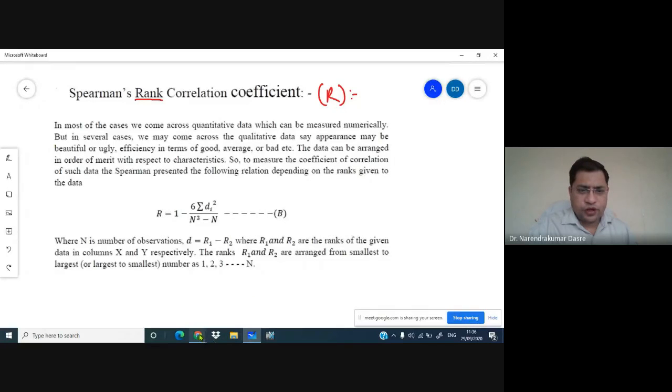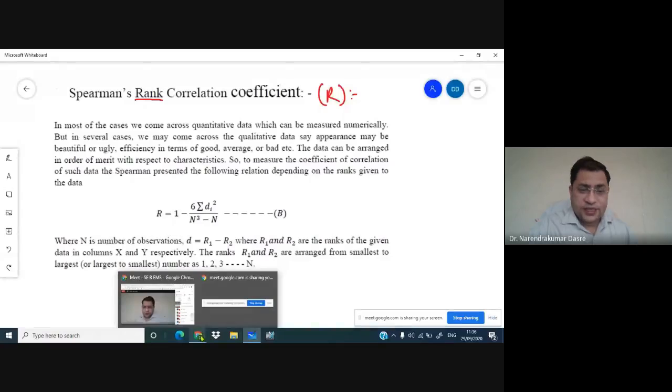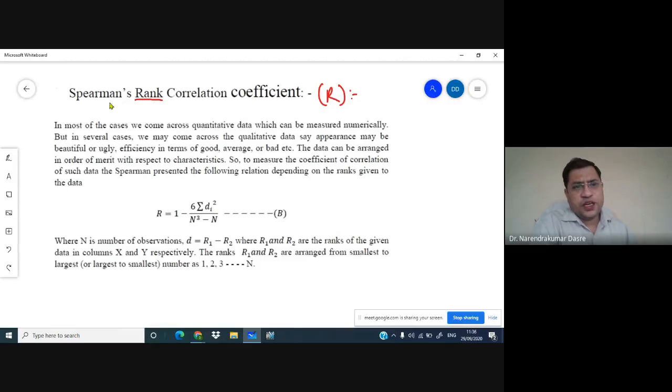Okay, so we can go for the example. Please write down this. We have to study now Spearman's rank correlation coefficient, and the formula for this capital R is R is equal to 1 minus 6 times summation di square upon n cube minus n, where di is equal to the difference between the ranks, and n is the total number of observations. Here, one thing you need to note.